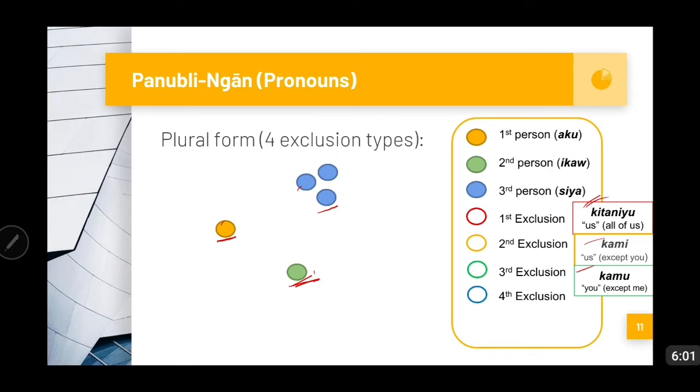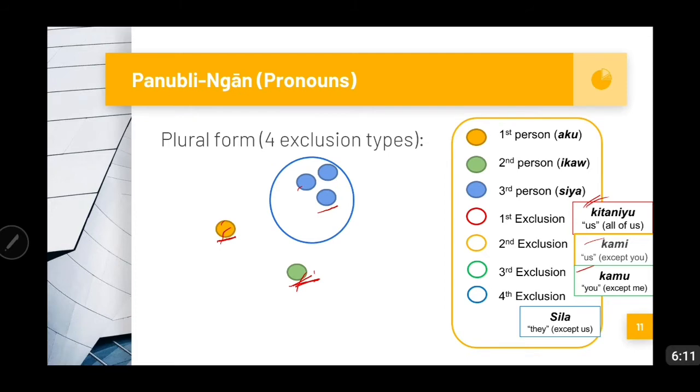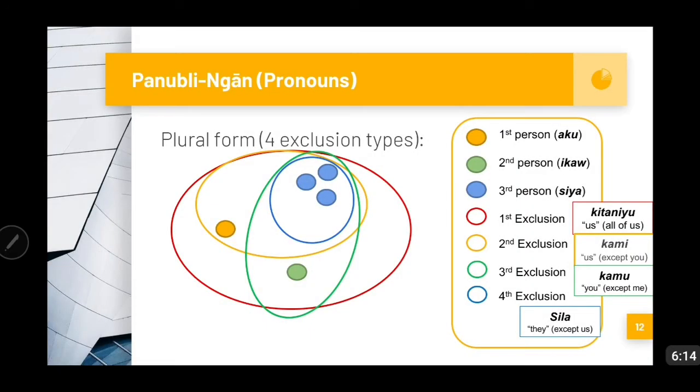And lastly, the fourth exclusion, wherein both the first person and the second person are excluded, and only the third persons are included. So this time we use the pronoun sila, they. So except us. Okay, so in summary, we have these 4 different exclusion types of plural forms of pronouns. We have the kita niyo, wherein all of us are included, kami, wherein the second person is excluded, kamu, wherein the first person is excluded, and sila, wherein both the first person and the second person are excluded.